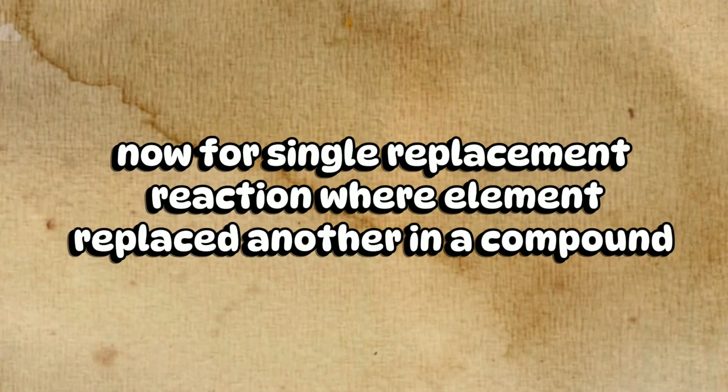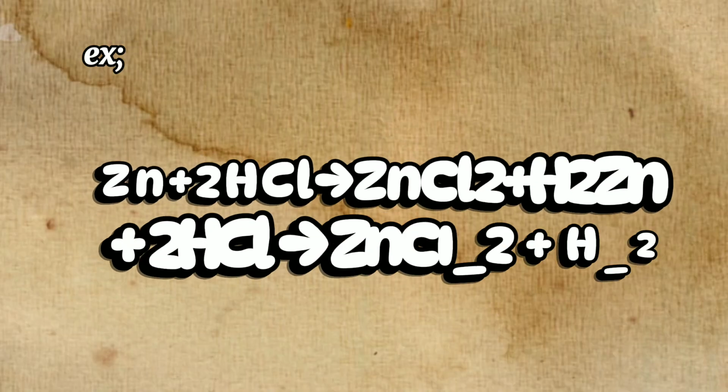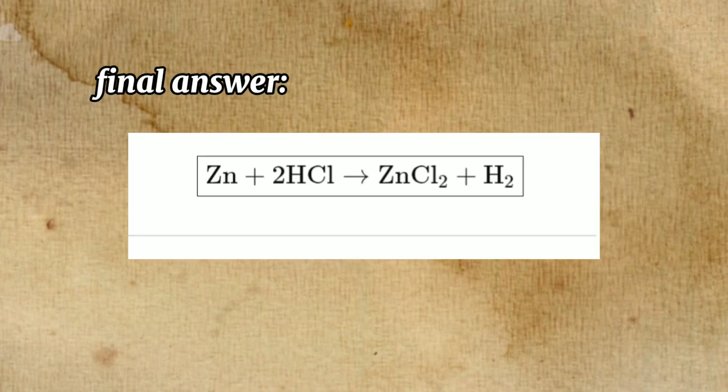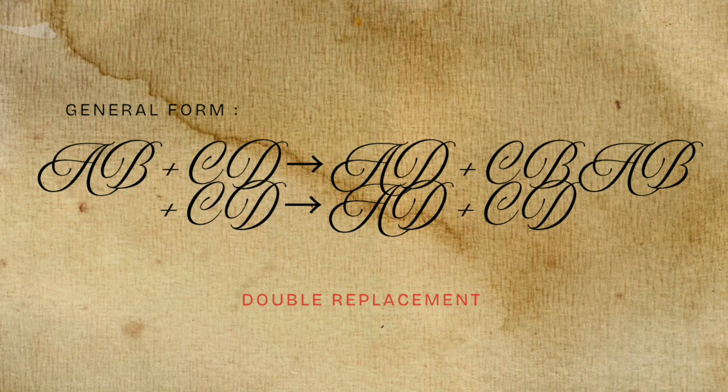Now for the single replacement reaction, where one element replaces another in a compound. For example, zinc reacts with hydrochloric acid. So this is the final answer, the balanced chemical reaction, because zinc reacts with hydrochloric acid to form zinc chloride and release hydrogen gas. And this is the last but not the least, the double replacement.